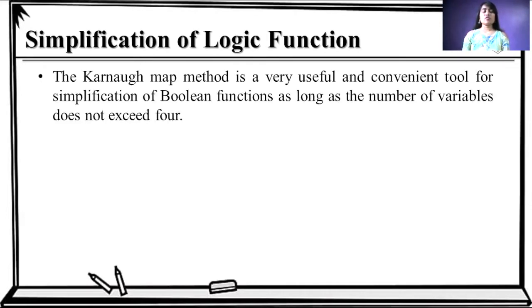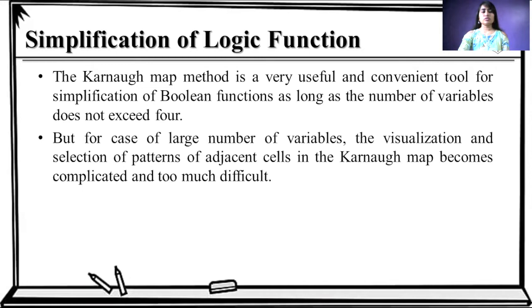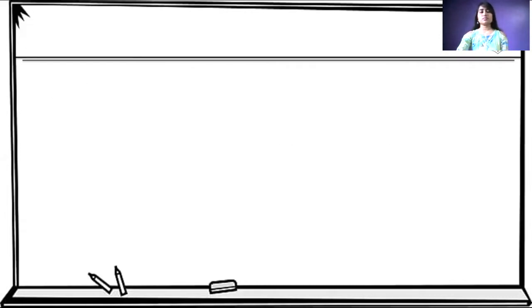A Karnaugh map method is a very useful and convenient tool for simplification of Boolean function as long as the number of variables does not exceed 4. But for the case of a large number of variables, the visualization and the selection of patterns of adjacent cells in a Karnaugh map becomes complicated and too difficult. So here we have another method, QMAP.